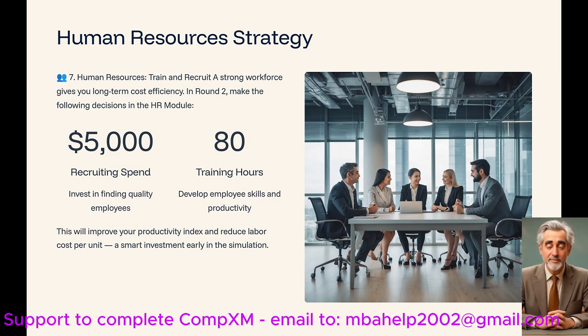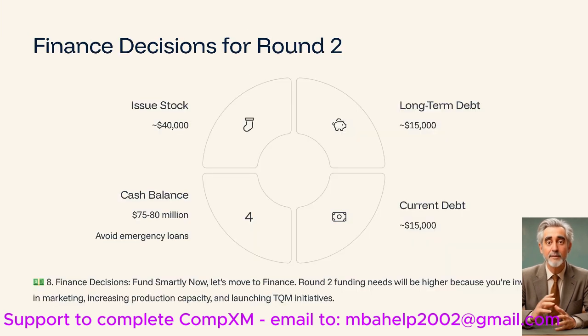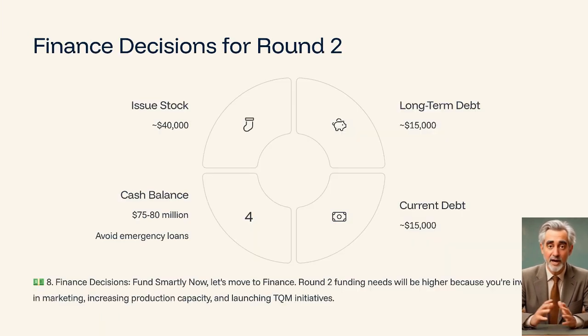Tip 8: Finance decisions. Fund smartly now. Let's move to finance. Round 2 funding needs will be higher because you're investing in marketing, increasing production capacity, and launching TQM initiatives. To fund operations, issue stock, $40,000; borrow long-term debt, $15,000; borrow current debt, $15,000. Aim to keep a cash balance of $75 to $80 million to avoid emergency loans. These loans will ruin your financial ratios and investor confidence.